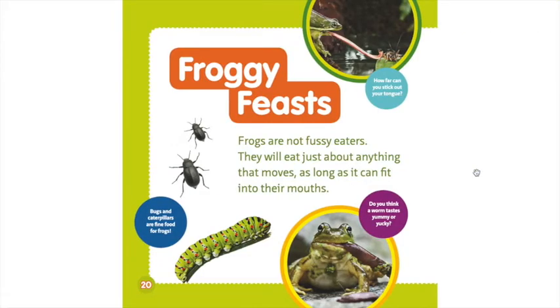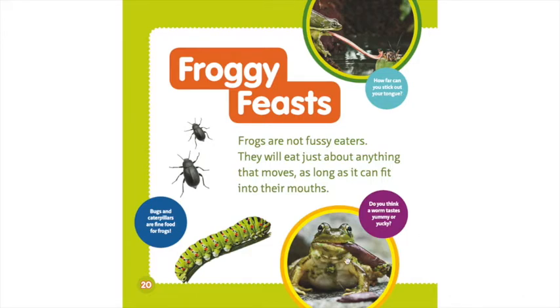Froggy feasts. Frogs are not fussy eaters. They will eat just about anything that moves as long as it can fit into their mouths. How far can your tongue stick out? Look at how far this frog's tongue can reach, way further than human tongues.